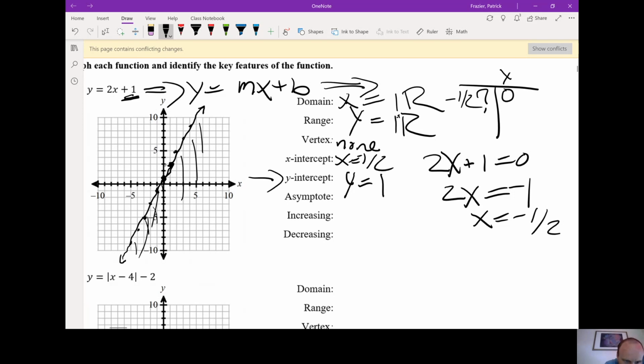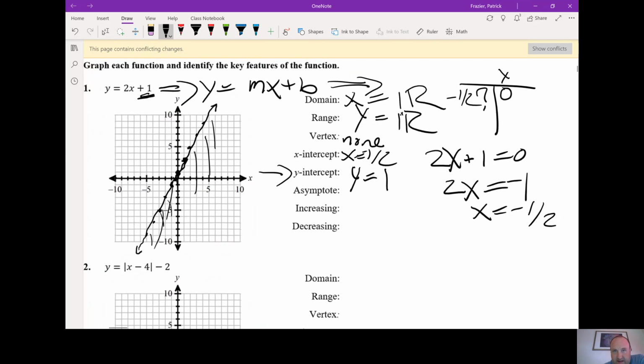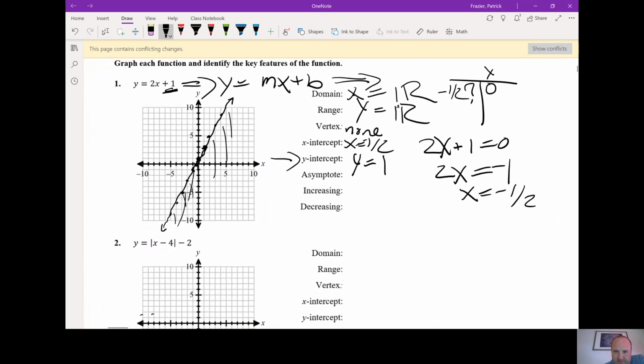And again, that kind of makes sense. Right over here somewhere, there's negative 1 half. So it's right there, smack in the middle of that spectrum between 1, negative 1, and 0, negative 1 half.